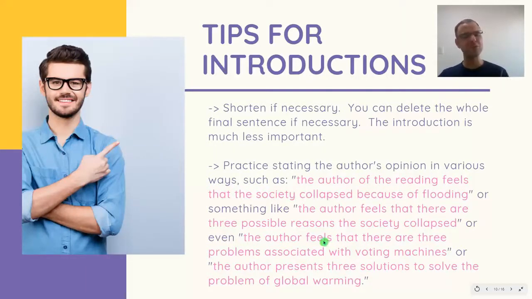Likewise, if you're dealing with a problem and solution essay, you want to say something like, the author feels that there are 3 problems associated with voting machines. But if it's a solutions type, you're saying, the author presents 3 solutions to solving the problem of global warming. That can be kind of tricky depending on the style. The template is the same, but students have trouble filling in those blanks. So I recommend practicing as much as you can.